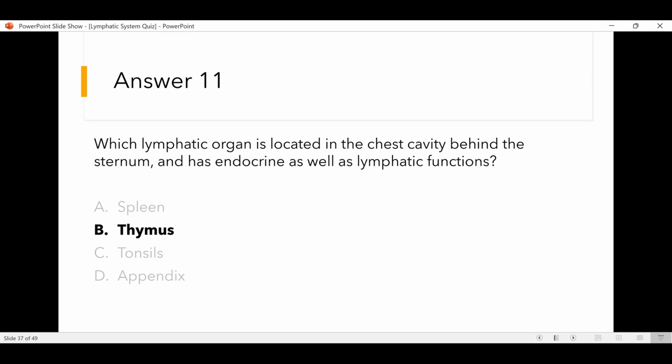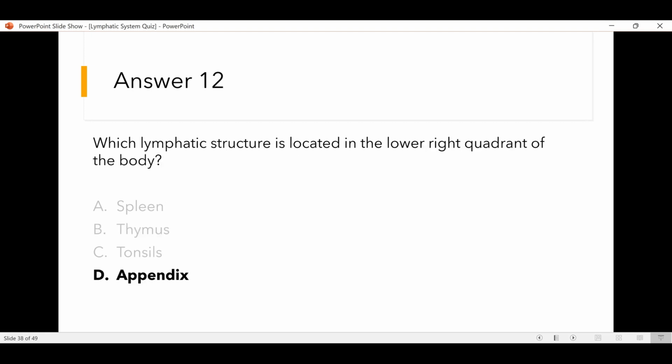Which lymphatic organ is located in the chest cavity behind the sternum, and it's an endocrine gland as well? That's the thymus. And which lymphatic structure is located in the lower right quadrant of the body? That's the appendix.